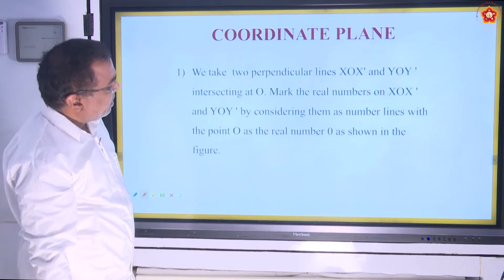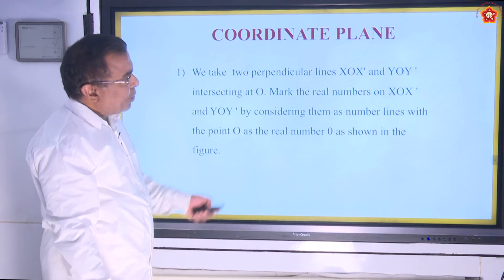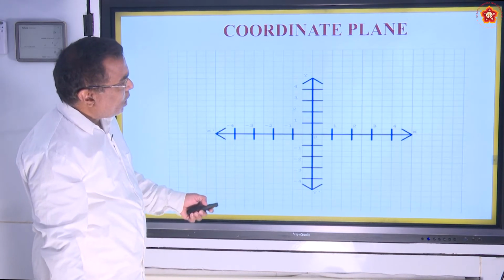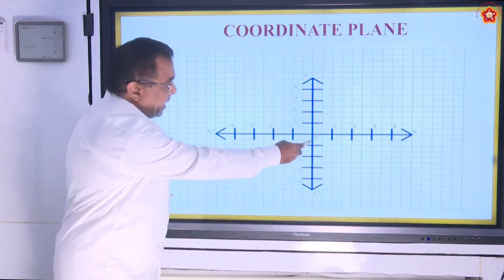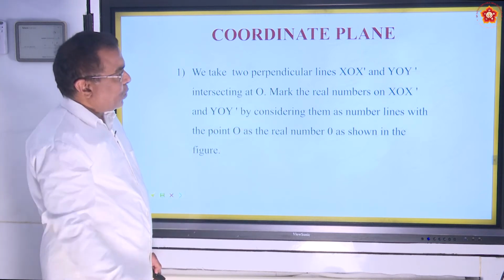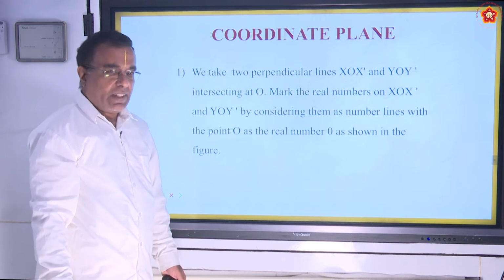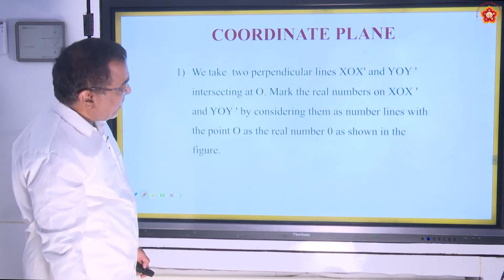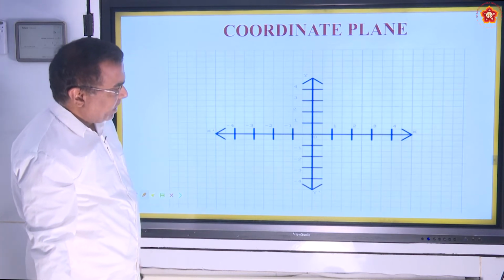So that's what is mentioned here. We take two perpendicular axes, namely XOX' and YOY', intersecting at the point O. That's what I told you. These are the two axes which are meeting at the point O, and mark the real numbers on XOX' and YOY' by considering them as number lines, with the point O as the real number 0, as shown in the figure that I have already shown you.